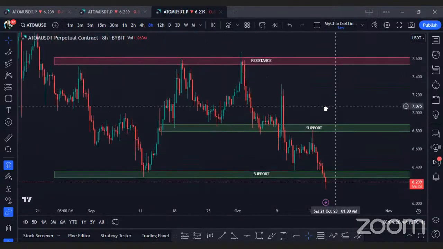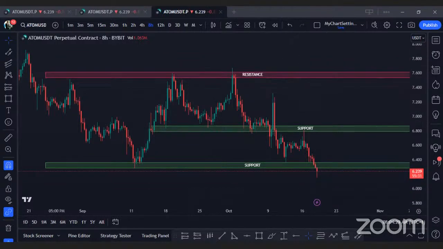All right. So another token I'm looking at buying, which I think I'm already in that trade. Let me see if that trade is triggered already.